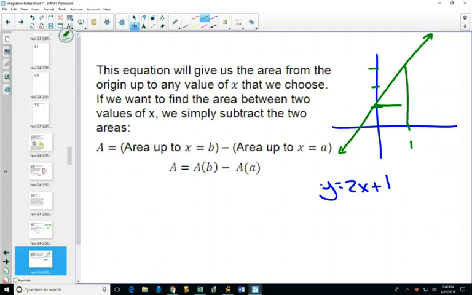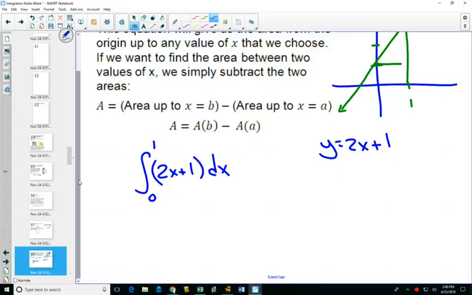But let's look at what happens when we calculate the integral of 2x plus 1 dx. And with a definite integral, one of the things we're going to add is some notation. I'm going to figure it out between 0 and 1. What's this integral going to be? x squared plus x.